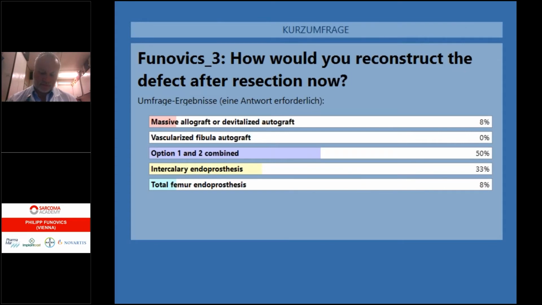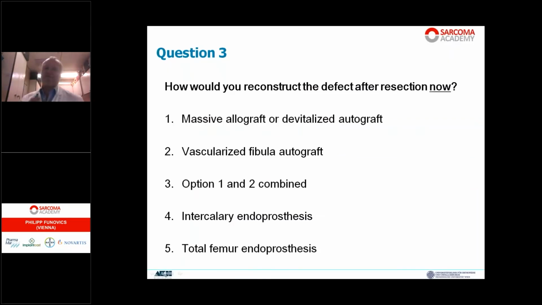So now we have 50% for the combination of option 1 and 2, 33% for intercalary endoprosthesis, 8% either for the total femur endoprosthesis or the massive allograft or devitalized autograft, and no percent for fibular autograft. Okay, very interestingly, option 3 obviously has won this race, which clearly is an unanswered problem to the best option of surgical reconstruction. Thank you very much.